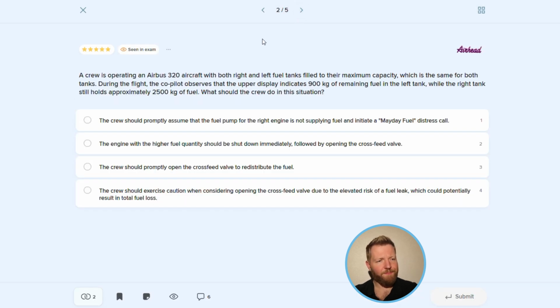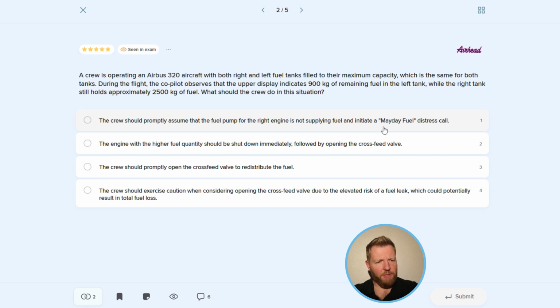Question number 2. A crew is operating an Airbus A320 aircraft with both right and left fuel tanks filled to their maximum capacity, which is the same for both tanks. During the flight, the co-pilot observes that the upper display indicates 900 kilograms of remaining fuel in the left tank, while the right tank still holds approximately 2,500 kilograms of fuel. What should the crew do in this situation?